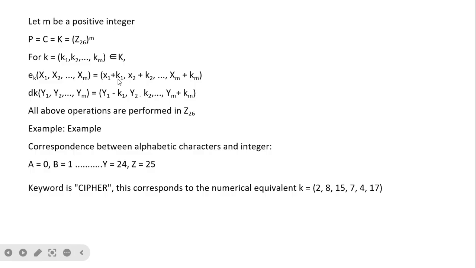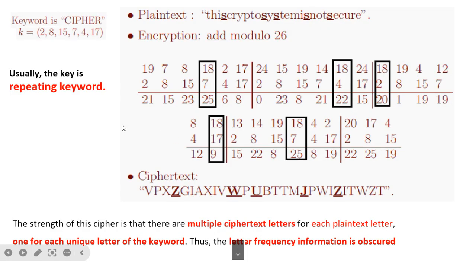So we can see here K1, K2, up to Km. All of our operations are performed in Z26. For that we need the correspondence between the alphabet characters and integers. Now see here we are using the keyword cipher. This keyword is mapped to the equivalent integers 2, 8, 15, 7, 4, 17, because A is 0, B is 1, C is 2. In this way we map.